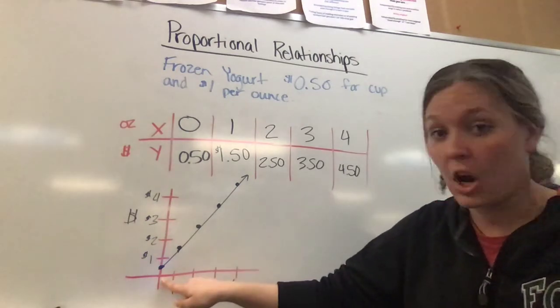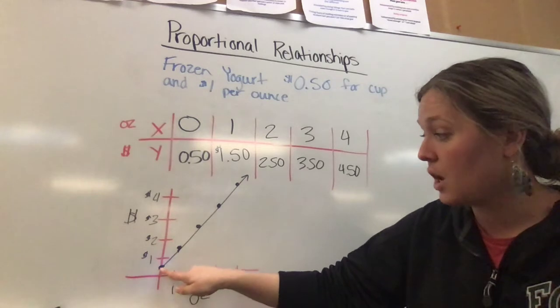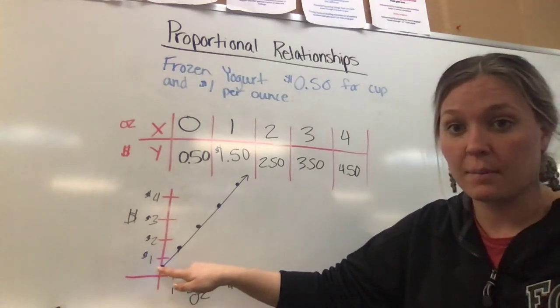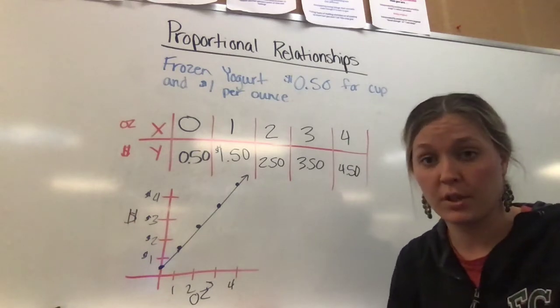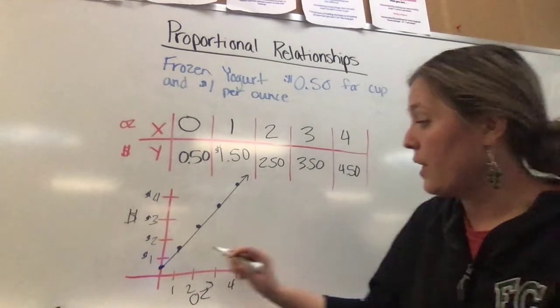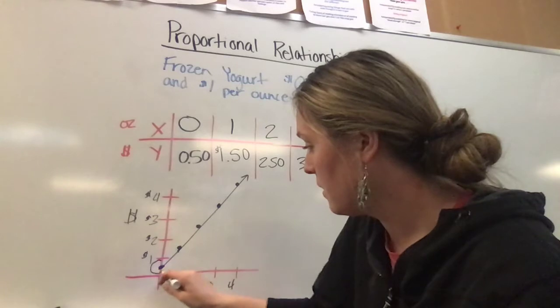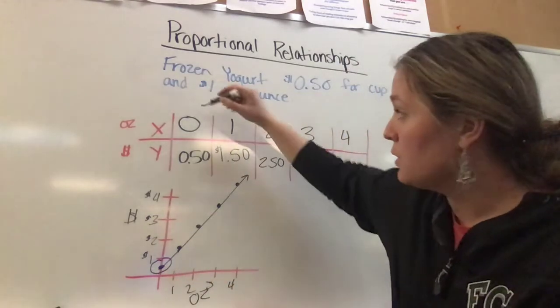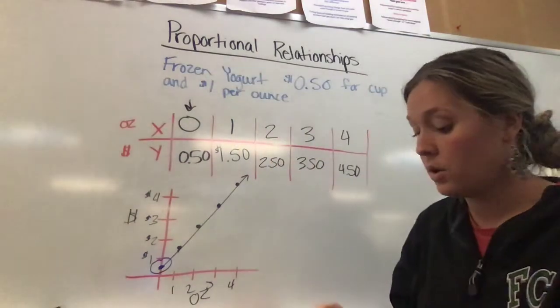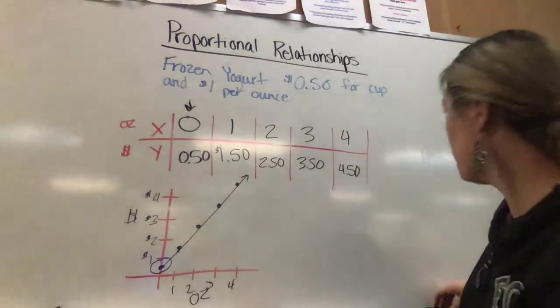But it doesn't start at 0, 0. It starts up at the 50 cent mark. So this relationship is not proportional. We know that because of this mark right here. It needs to be at the origin, 0, 0. And we also know that because of this point on our table, which is also not 0, 0.